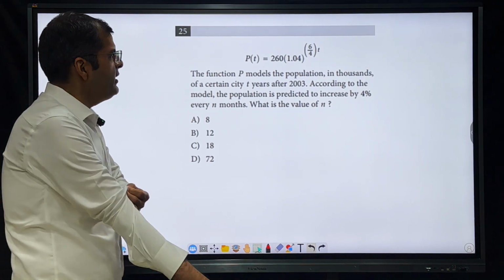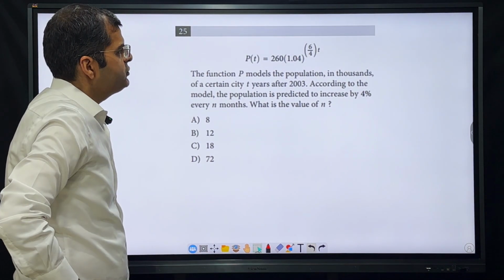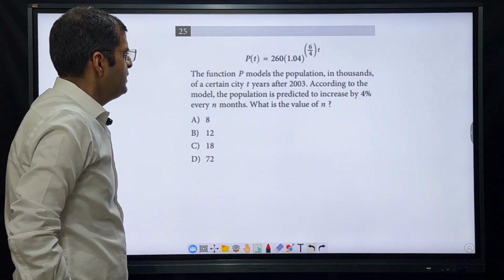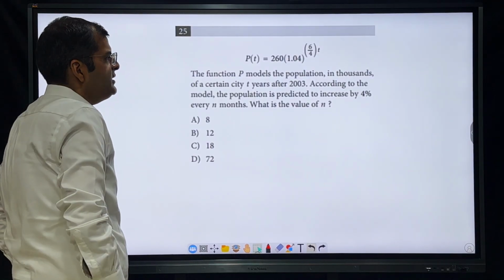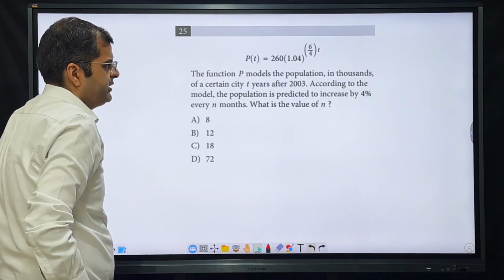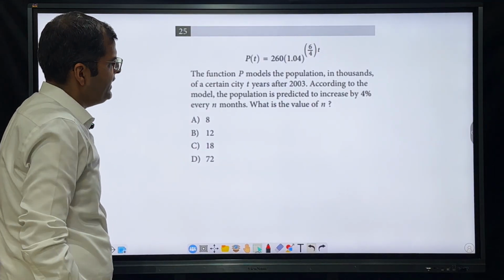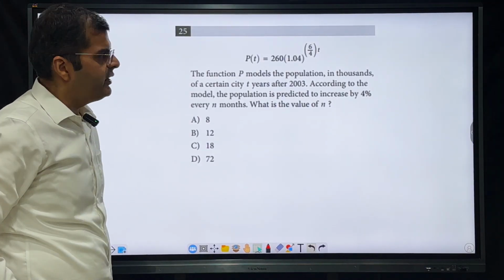This question says P of t is equal to 260 times 1.04 raised to power 6 by 4 into t. The function P models population in thousands of a certain city t years after 2003. According to the model, the population is predicted to increase by 4% every n months. What is the value of n?